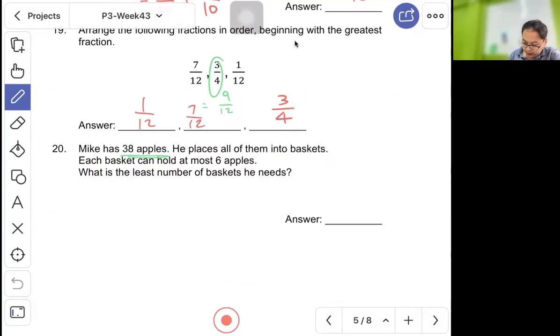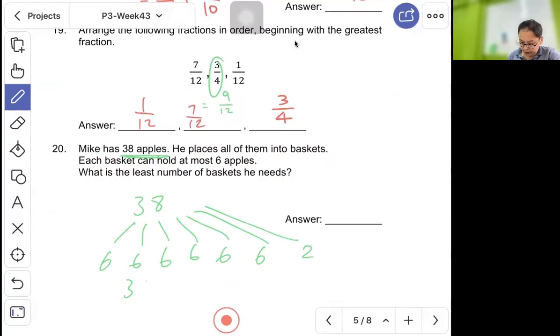So you take 38, put into 6. So you have a 2. Oh, another way is 38 divided by 6. You get 6 remainder 2 also. So what is the least number of baskets you need? You need 7. The 7th basket needs to put another 2 apples. 7. 1, 2, 3, 4, 5, 6, 7.